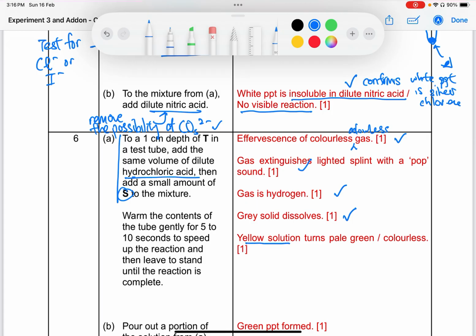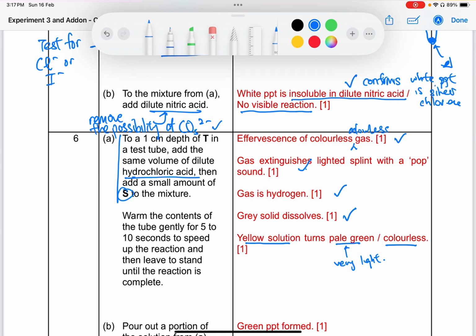The yellow solution turns to a pale green or colorless solution. It depends on what you are really seeing there. Most of you should see colorless instead of pale green because this green is very light. It's not easy to see because the concentration of the ions that give it the green color is very, very low. Okay, so most of you should be able to write the effervescence, gas extinguishes a lighted splint with a pop sound, gas is hydrogen. You can also tell me that the gray solid dissolves.